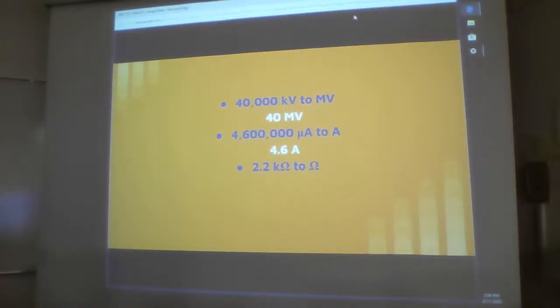2.2 kiloohms to ohms. So if we wanted to convert that to ohms, we would move the decimal point 3 places to the right, 2,200 ohms.